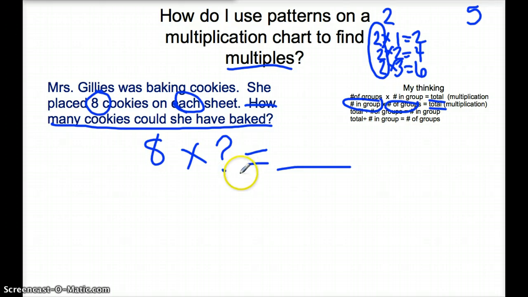My question says how many cookies could she have baked? So it sounds like I could have more than one answer, and since I don't know this factor, I'm guessing it's looking for multiples. So I need to find out how many it could have been. So I need to think if I used one sheet, how many cookies could it have been? If I used 2 sheets, how many cookies could it have been? If I used 3 sheets, how many cookies could it have been? So I'm going to use a multiplication chart to find that answer.